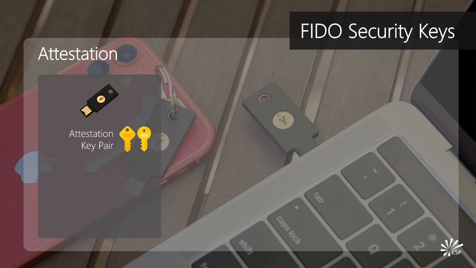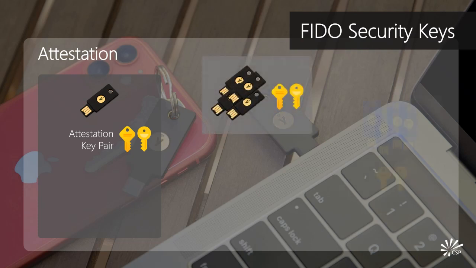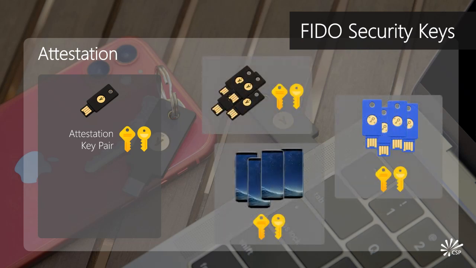Each FIDO key has an attestation key pair that is burned into it at the time of manufacturing. It's built in. This key pair is not necessarily unique to the individual authenticator, but rather it's unique to the authenticator make and model. That's a big point to make: the attestation key pair is not unique to each authenticator. My FIDO2 key does not have a unique attestation key pair on it. It has the same key pair that is used across every key of the same make and model as mine.